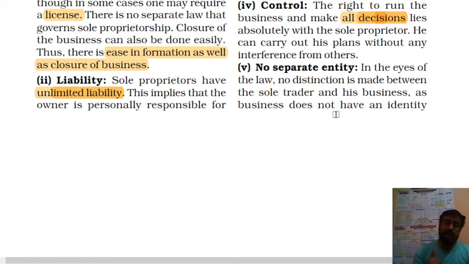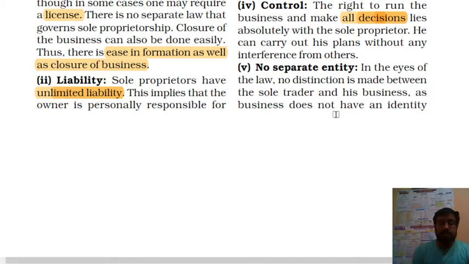Now the court may impose a certain amount of penalty on the company, but not on the shareholder. Why not on the shareholder? Because in the eyes of law, company and shareholder are different. The penalty will be imposed on the company and it will not be imposed on the shareholder, because both are very different in the eyes of law.